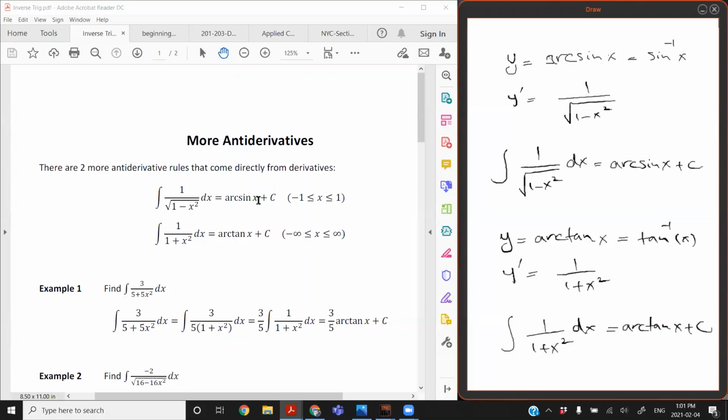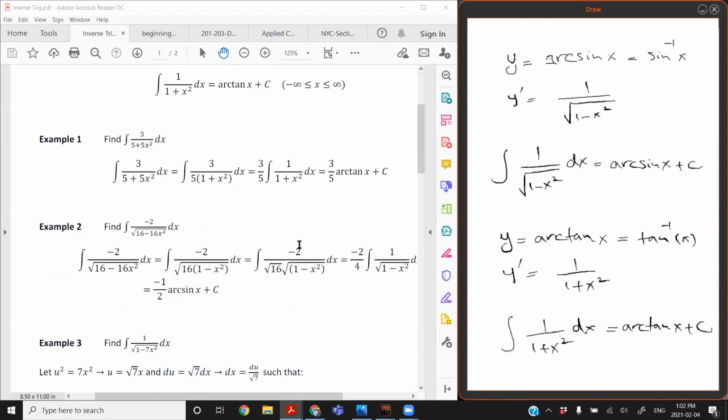So we know that the domain of arc sine of x is any number between -1 and 1. You cannot plug in any number greater than 1 or less than -1 into arc sine. But the domain of arc tangent would be any real number. Okay, so any questions so far? Okay, let's look at some examples.